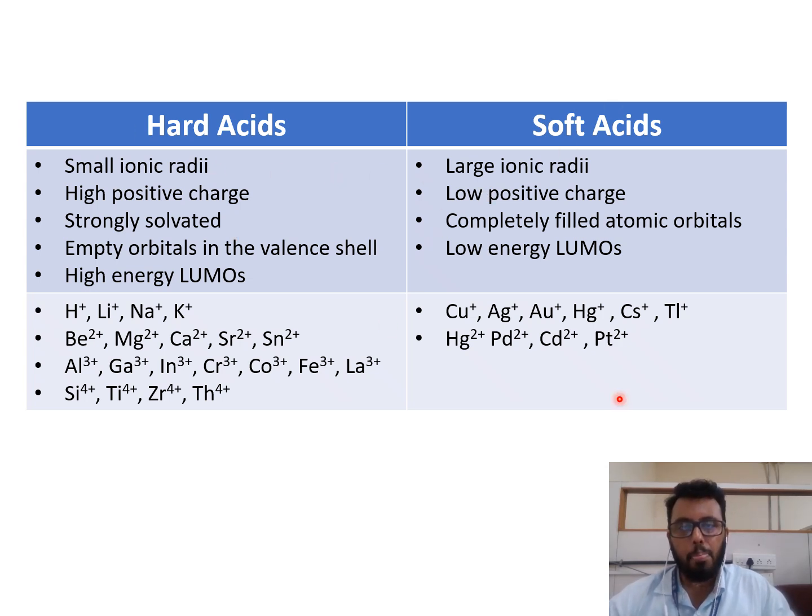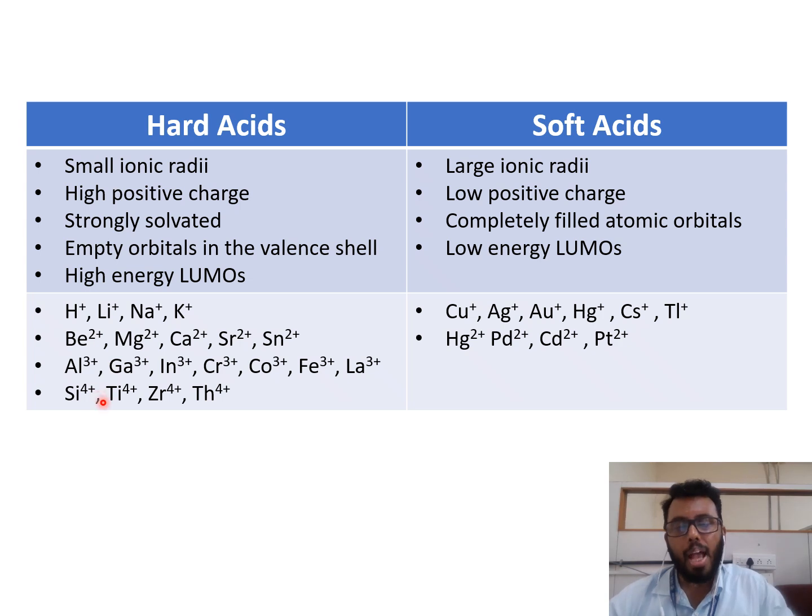Okay, look at this table. So I have listed the properties of the hard acid. The hard acids will have small ionic radii, which will be opposite to the soft acids. Obviously soft acids are easily polarizable, so they have large ionic radii. And hard acids will have high positive charge. Soft acids will have a low positive charge. Hard acids are strongly solvated. Soft acids have completely filled atomic orbitals, while hard acids have empty orbitals in the valence shell. High energy donors will be present for one, and low energy donors for the other. Okay, let's see the examples for this one.